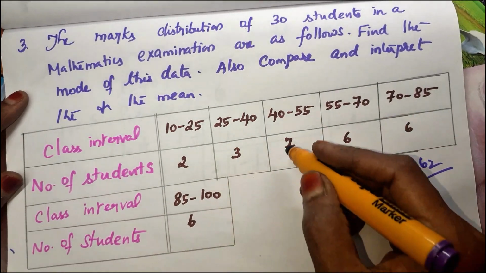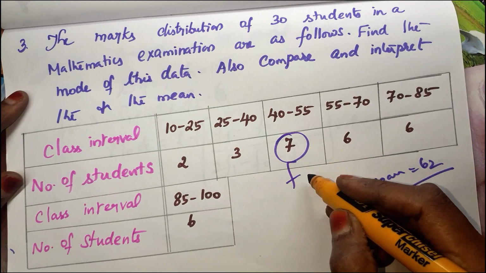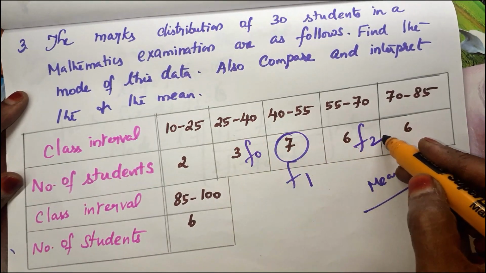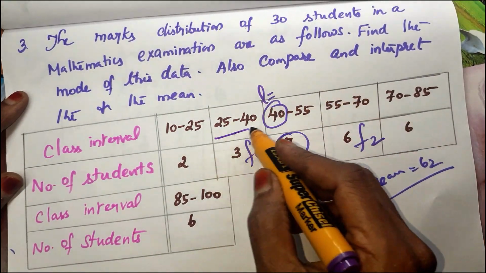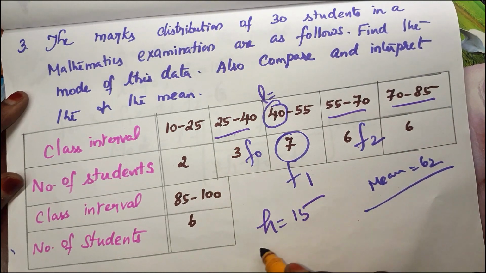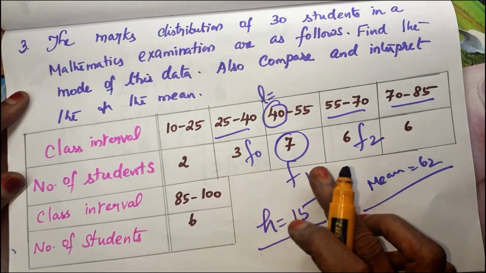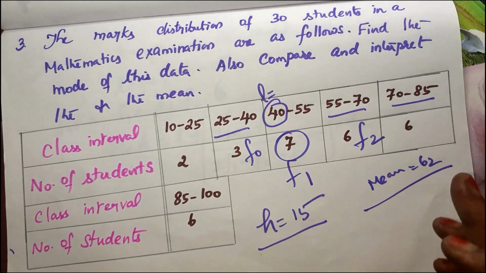In that the maximum frequency is 7. So this is our F1. The previous one is F0. The next one is F2. This is the lower limit L. And the size, what is the size we are having? H is equal to 15. So H is equal to 15, L equal to 40, F0 is 3, F1 is 7 and F2 is 6.